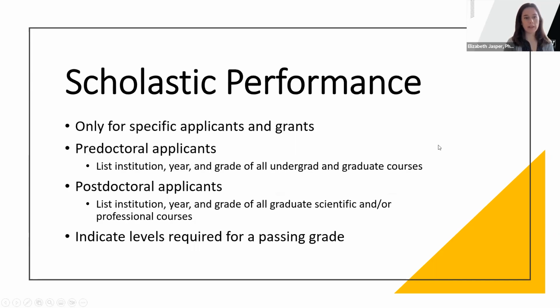And what that specifically looks like is for pre-doc applicants, you will list your institution, year, and grade. And then for postdoc, same thing, list year and grade as well. And then you should explain the grading system if it's not a stereotypical grading scale, so 1 to 100 or A, B, C, D, F, or a 4.0 scale. And then you need to indicate the level that is a passing grade.